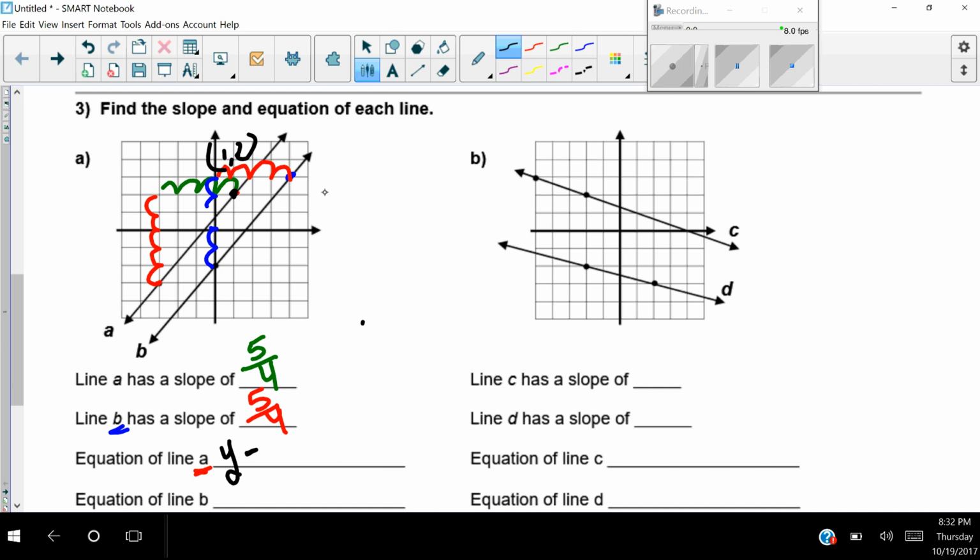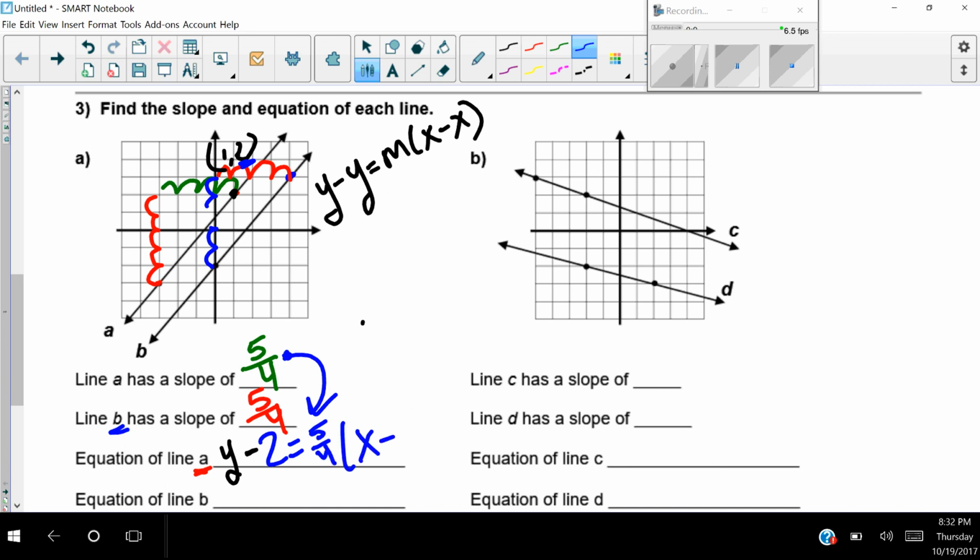y minus y is equal to my slope times x minus x. That's my formula for a line. Y minus my y value, which is 2, is equal to the slope, which is 5 over 4, times x minus my x value, which is 1. Okay? I'm going to do the same thing for B.